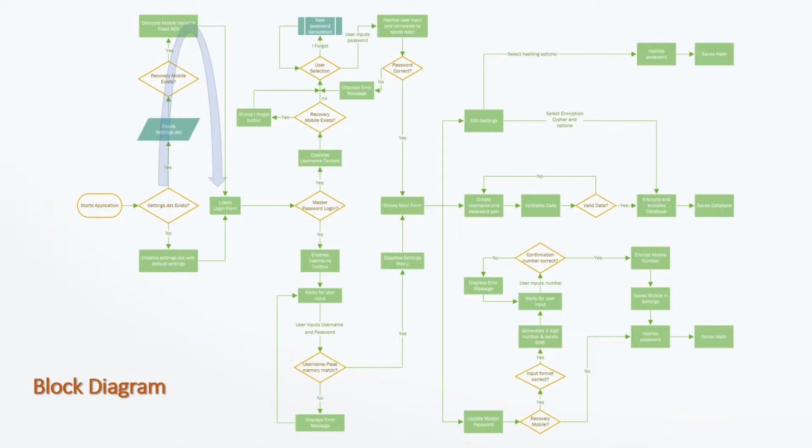These settings also include the hashing algorithm for the master password, the encryption cipher for the database and some parameters that can be adjusted. If no configuration file is located, the software will create a new one with default settings.